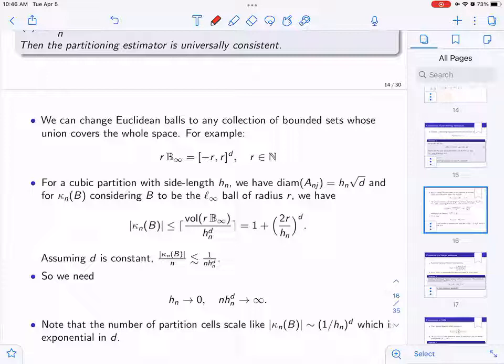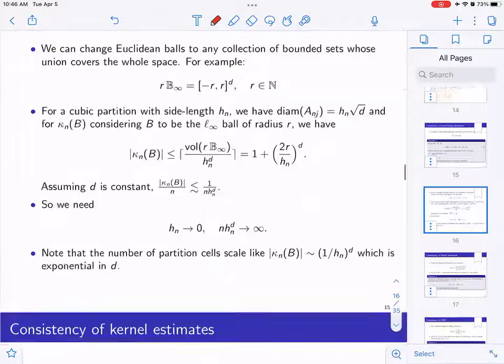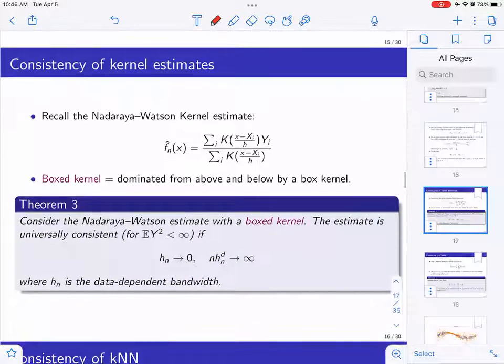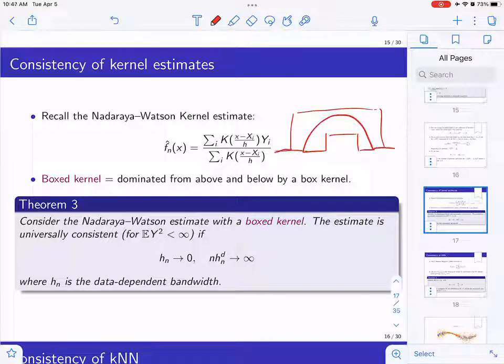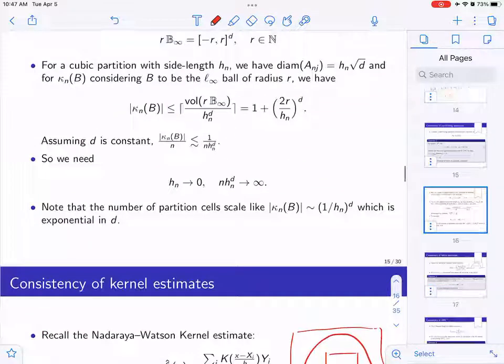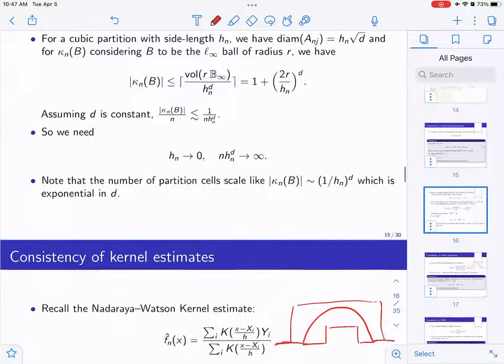So these are the basic conditions. Just one little point is that the exact same thing holds if you have kernels. This condition holds for the bandwidth of the kernel if it's a box kernel. So basically it's dominated by the box kernel, which is just the window. So the kernel lives between these two guys. It's just a reduction to the case where you have this box kernel.